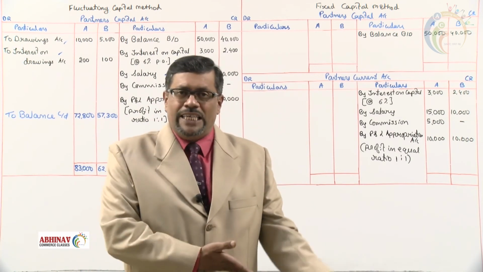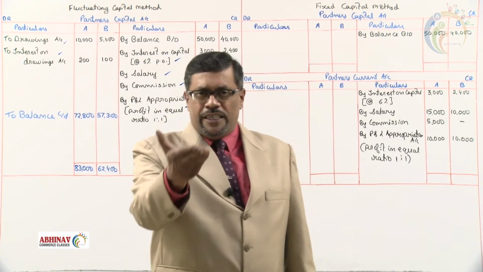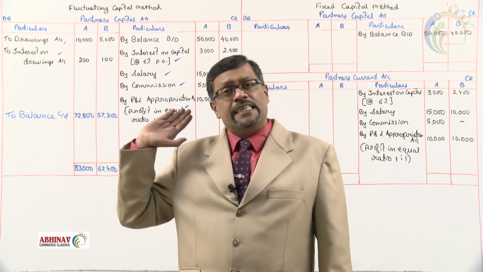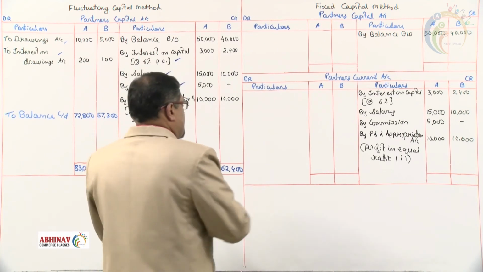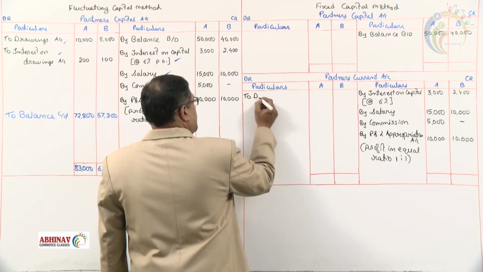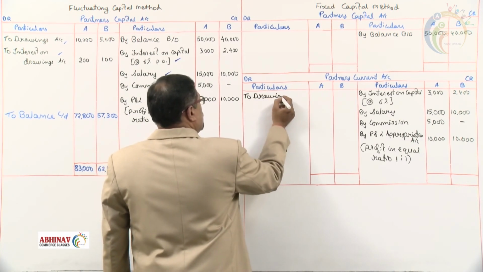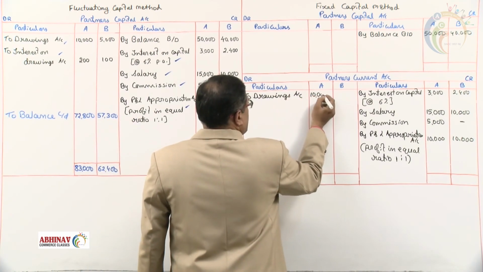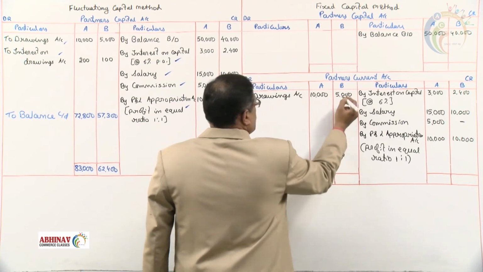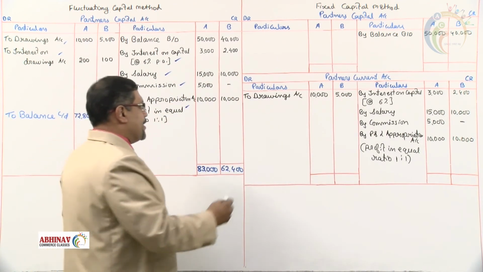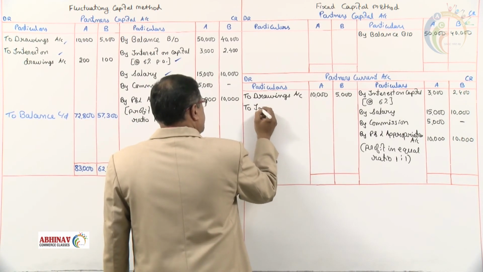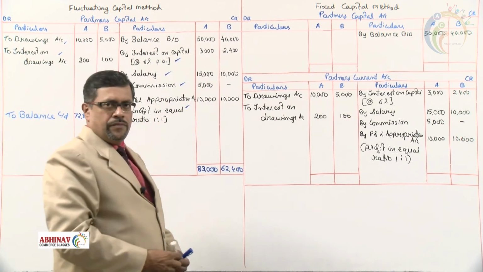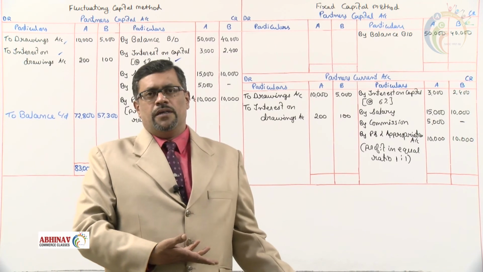As we have seen in the fluctuating method, drawings will decrease your capital. Interest on drawings will decrease your capital. That is the reason why we have debited that. Let us debit it in the current account. To drawings account, 10,000 and 5,000. Below that, let us record the interest, the amount 200 and 100. That's all. This is the fixed method.